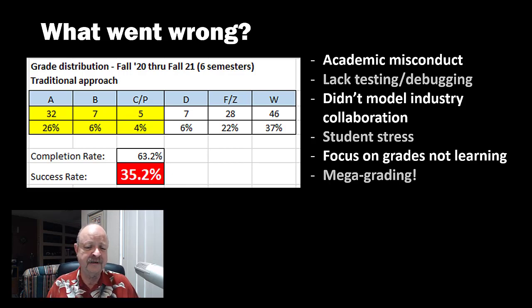This didn't model the industry collaboration that takes place. Most coding is not done individually, it's done in teams. But yet I wanted to make sure my students were demonstrating that they knew the code, so I didn't let them work in teams very much. That didn't model industry collaboration. Research shows that students really stress over grades. It's one of the reasons they do cheat. And then taking into consideration what Dr. Weldon has shared with me, I wanted to change the focus from grades to learning.